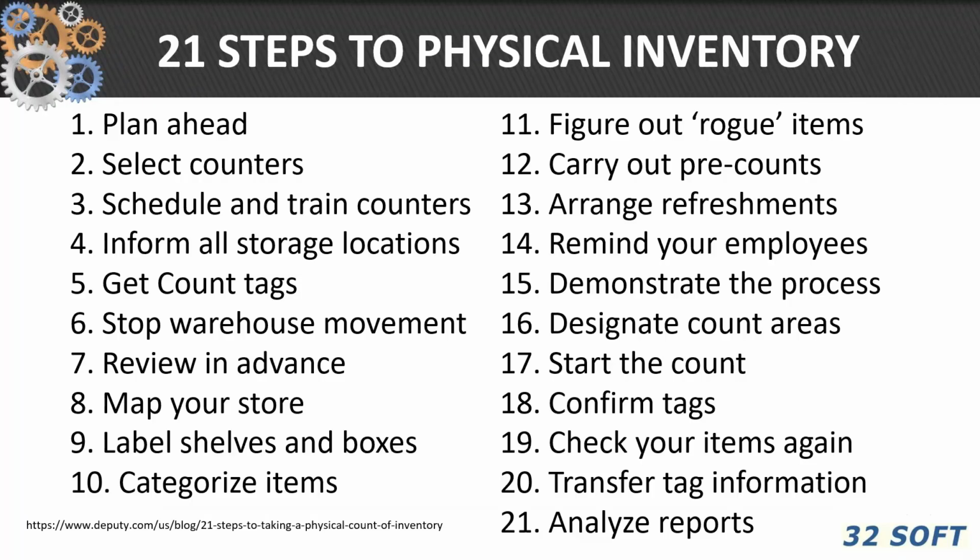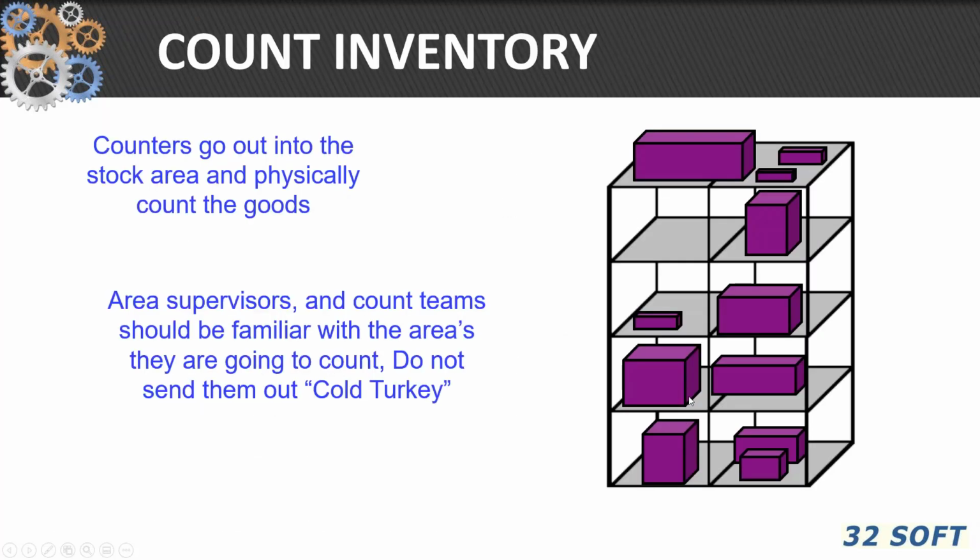Then you go out and count your inventory. 21 steps. I want to thank this gentleman, Dan Webster at Deputy. These are 21 of the steps that are a good idea to do for physical inventory. Plan, select your counters, schedule, make sure your locations are current, get the tags out there, stop movement, and then finally do the count, confirm the tags, check items, and analyze your reports.